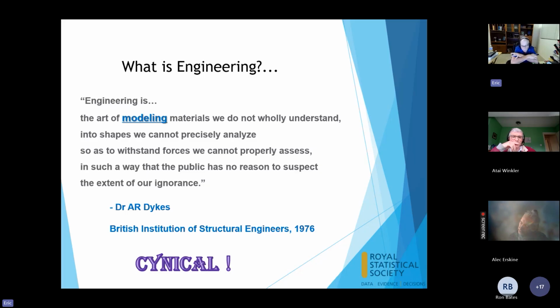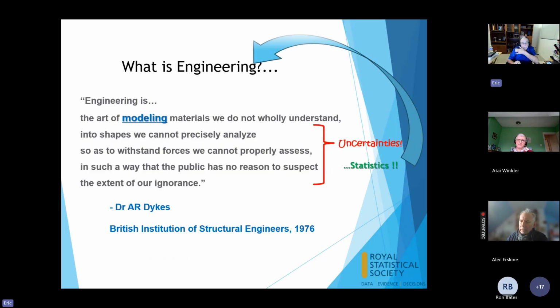But if we analyze that, first off, I'm going to come back to the word modeling because, yes, engineering is largely about modeling, and that's what I'm going to build on today. When he talks about the issues over here, we're talking about uncertainties, and that's where statistics comes into the picture. So if we can merge or meld statistics with engineering into something we can call statistical engineering, we can make it even stronger and maybe overcome some of those uncertainties and not have to worry about the public having a reason to suspect the extent of our ignorance.